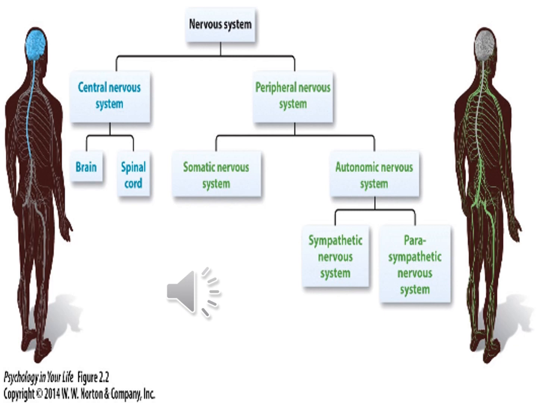Okay, let's look at the other branch, autonomic, not automatic, though it is. The word is autonomic. Its job? To control your organs and glands. It has two divisions, sympathetic and parasympathetic.